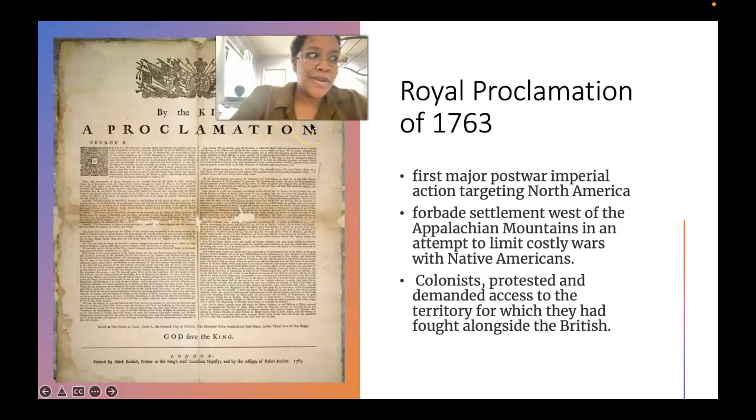And so we see this Tory influence with the Royal Proclamation of 1763. This was the first major post-war imperial action that targeted North America specifically. It forbade the settlement west of the Appalachian Mountains in an attempt to limit costly wars with indigenous peoples. So colonists protested this and demanded access to the territory because they were like, look, we fought alongside you, British folks. We deserve to have access to this land, especially as it is under the crown.